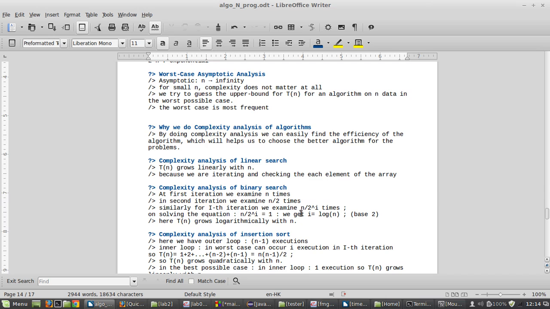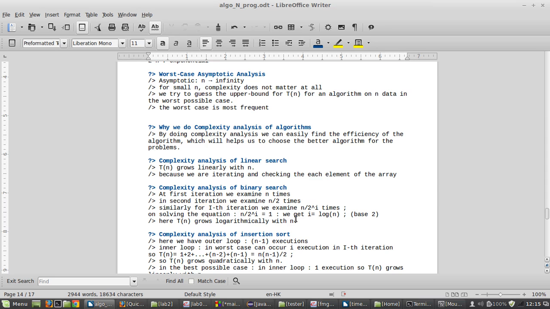Alright, and from that concept I notice that at the first iteration we do n times, and in the second iteration we do it n by 2 times. That means the array is divided right now, so the problem is half. Each time the problem is divided to half. So similarly, for the ith iteration we examine n by 2 to the power i times.